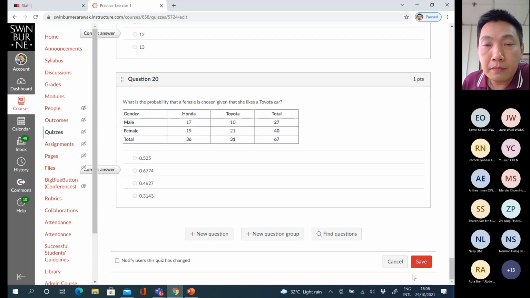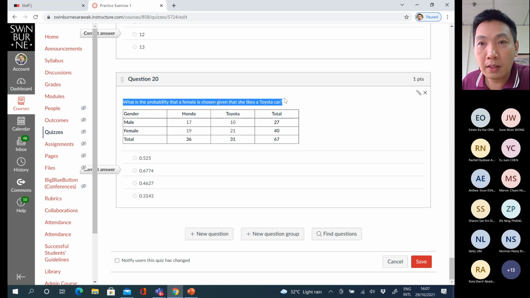Okay. So the table given is about gender and also the preferred car brand. Okay, gender and car brand. Now, what is the probability that a female is chosen, given that she likes a Toyota car? Okay, so this is a conditional question. Careful, because of the word given, that means it's slash Toyota car.